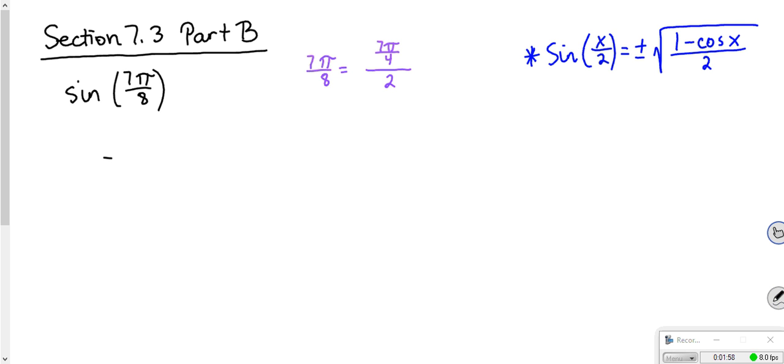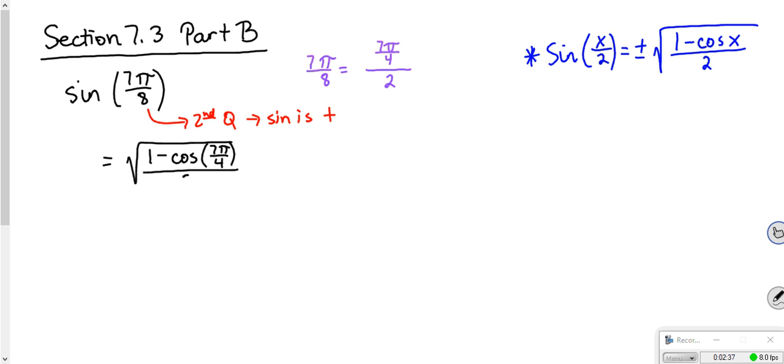So if I use my handy-dandy formula, first of all, 7 pi over 8 is in the second quadrant. Second quadrant, sine is positive. So we don't have to worry about the plus minus, it's just going to be plus. That's the first thing that jumps out at me. So then we are going to have square root of 1 minus cosine of 7 pi over 4 divided by 2.